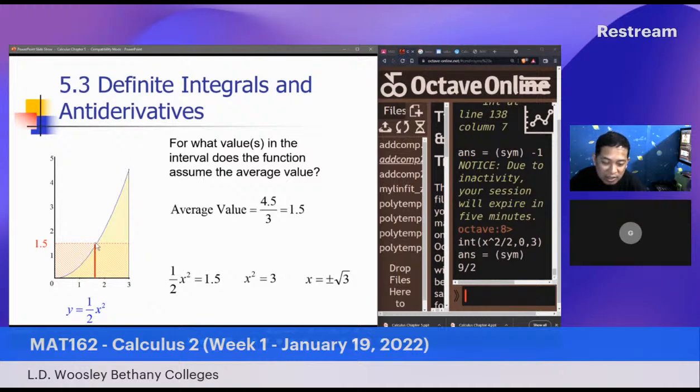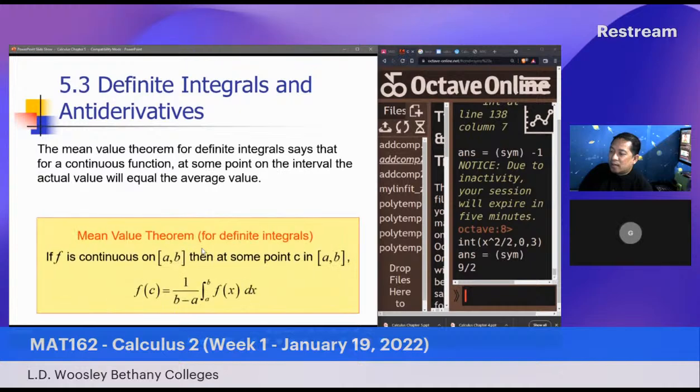Pero nag-intersect siya dun sa curve. It's along the curve, that f of c. That's a value between point A and B, or between 0 and 3. So in this case, 1.5. Sa value 1.5 along the curve, that's your f of c. At yung tukoy dito, f of c, at some point from A to B.